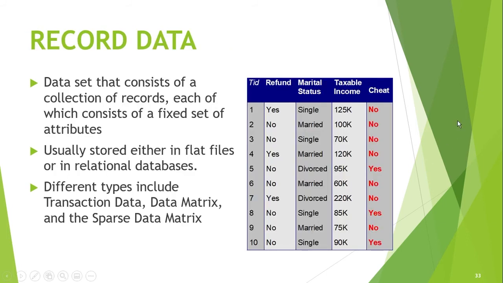Let's start with the record data. Record data is a data set that consists of a collection of records, each of which consists of a fixed set of attributes, usually stored either in flat files or in relational databases. There are different types of record data, which includes transaction data, data matrix, and the sparse data matrix.